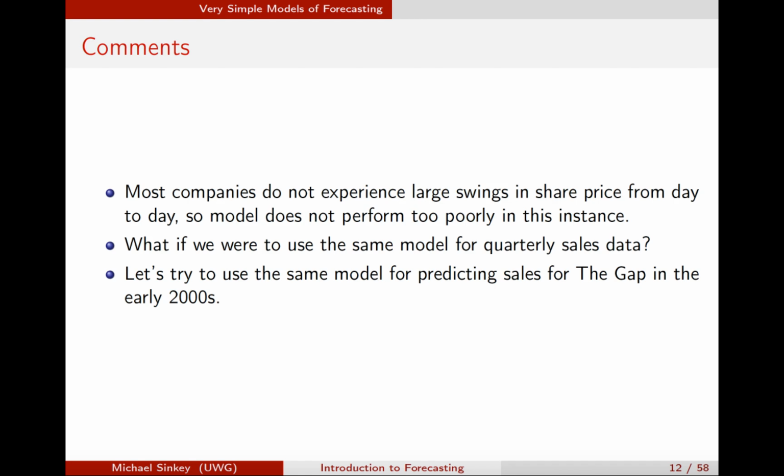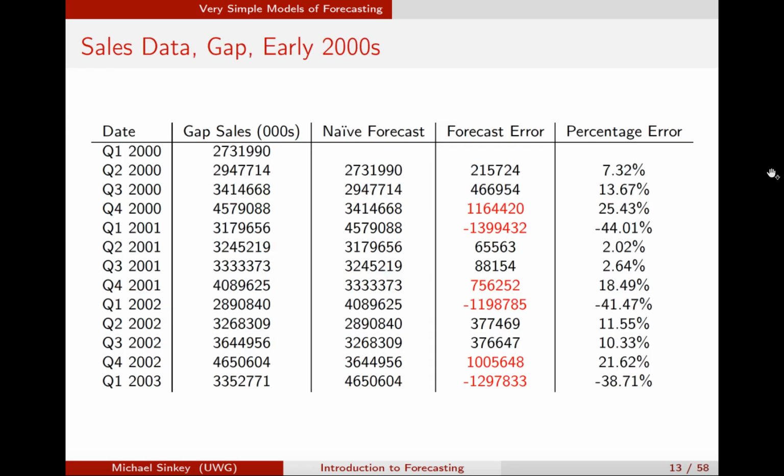So let's try to use the same model of forecasting, the naive model, and let's just predict sales for the Gap in the early 2000s. So these are their actual sales. Now, this is almost 20 years ago, so revenues have gone up for the Gap since then. However, the pattern of forecasting is largely the same. And let's just take a look at the data. I have data here for 13 periods, all of 2000, all of 2001, and all of 2002, and then I have an additional period of Q1 of 2003.